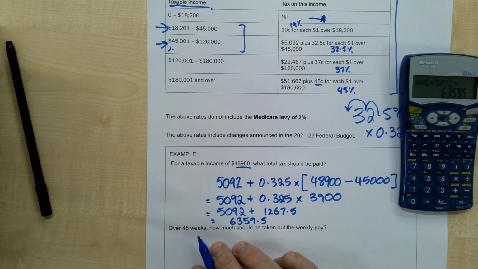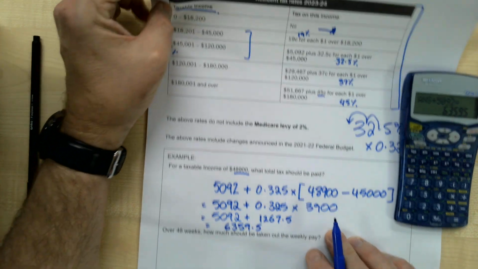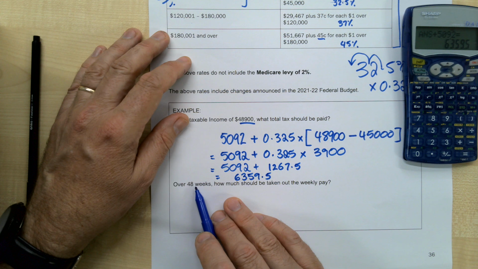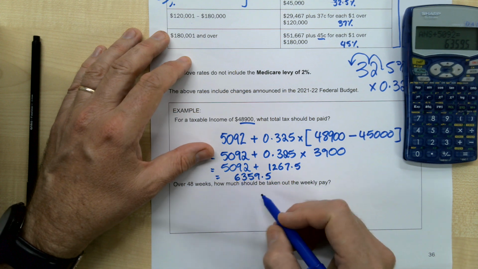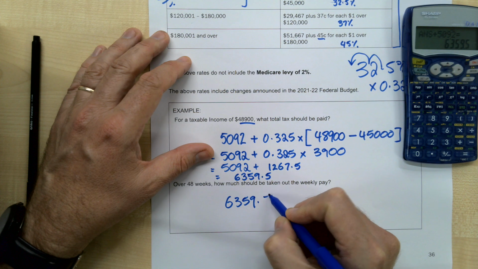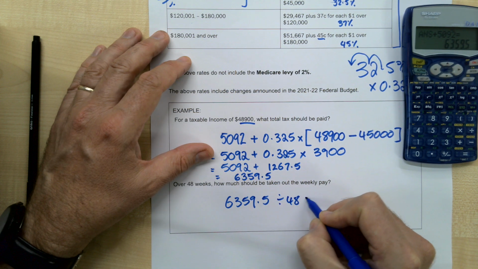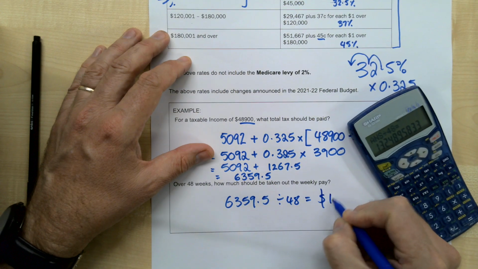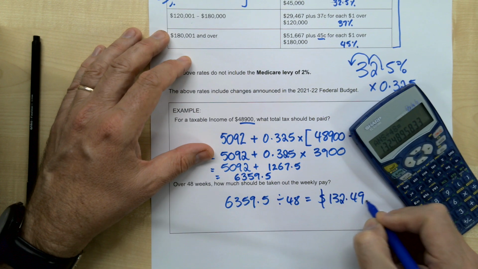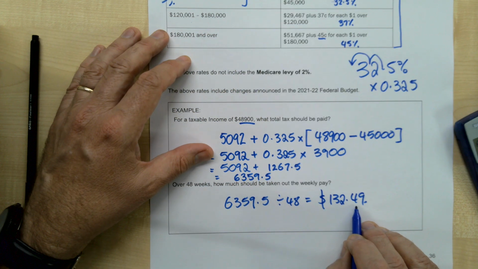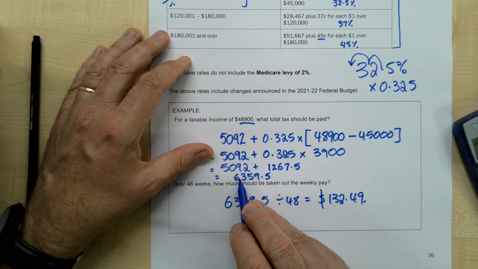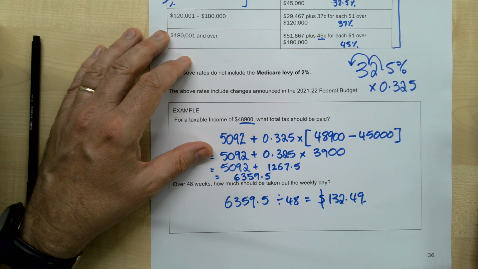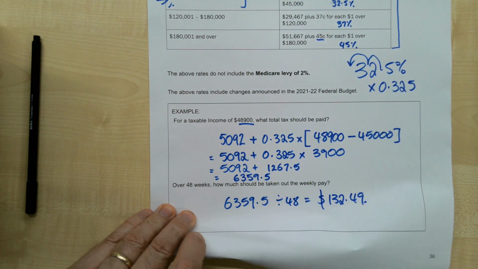Over 48 weeks, how much should be taken out of the weekly pay? They're not getting paid for 52 weeks of the year, they're being paid for 48 weeks. So this is divided up. That's how much we should pay for the entire year. Let's just chop it up into 48 bits. $132.49. So if they took $132.49 out of every pay, they will pay $6,359.50 across the year.